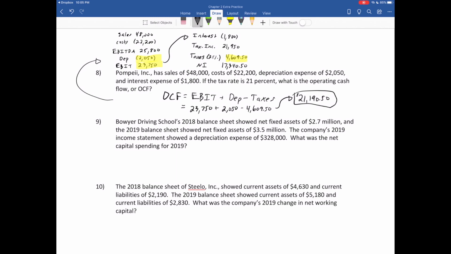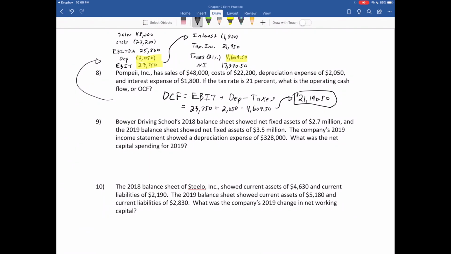So again, assessing: do you understand what an income statement looks like, and can you pull information from that income statement in order to solve for a particular cash flow? Moving on to number 9.